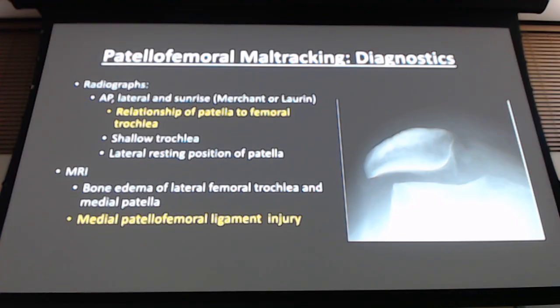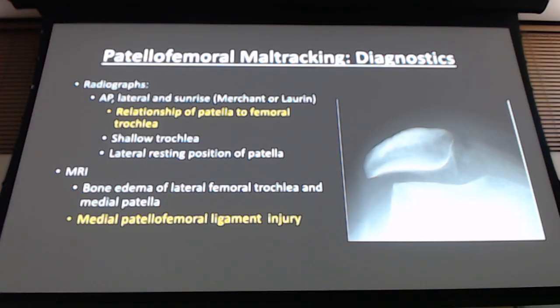So this is what you get from this view. You can document they have a shallow trochlea, and there's a lateral resting position of the patella. It just sits there. Because you would agree that this shot is taken like this, right? All right. Daniel-san, praying position. Okay. All right. Sweep the leg.